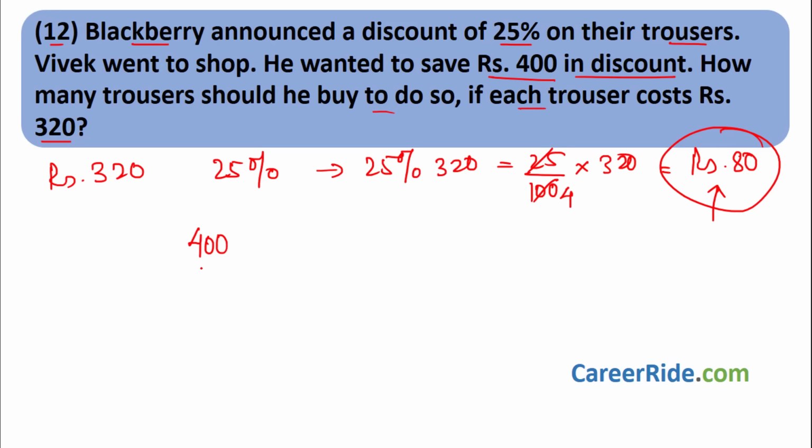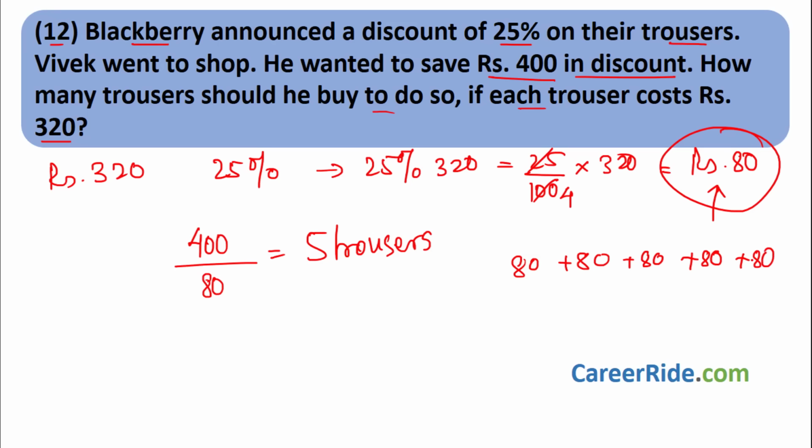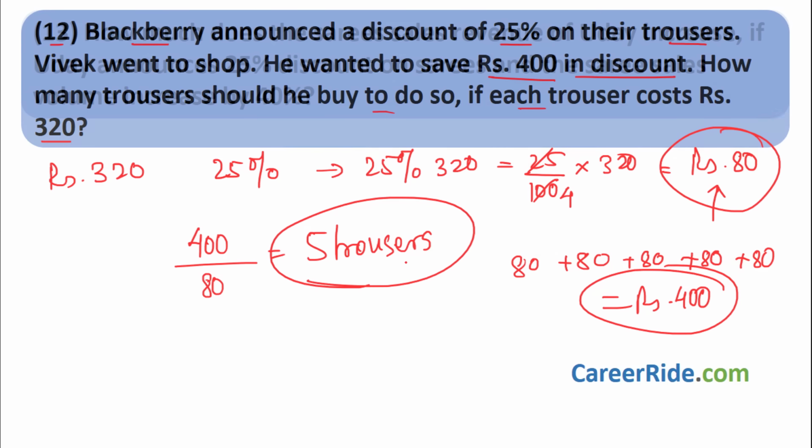Total rupees in discount he wants to save divided by the amount of rupees he saves on one trouser, that would be 5 trousers. So if he buys 5 trousers, he'll save 80 rupees for the first, second, third, fourth and fifth, and this total will give him rupees 400 savings in discount. So he needs to buy 5 trousers.